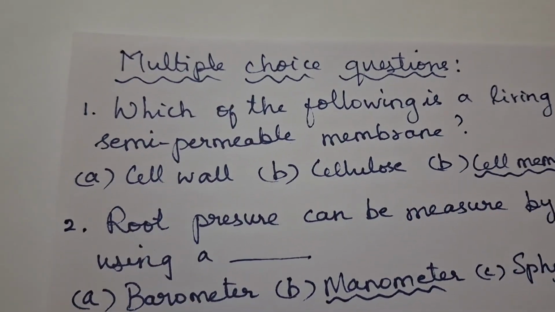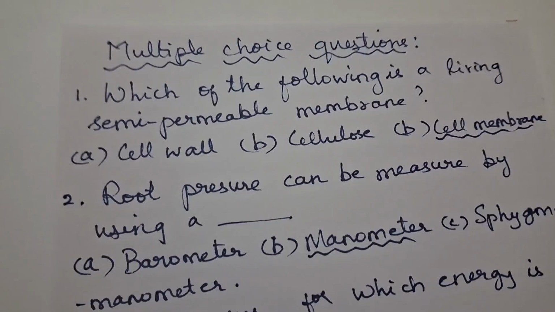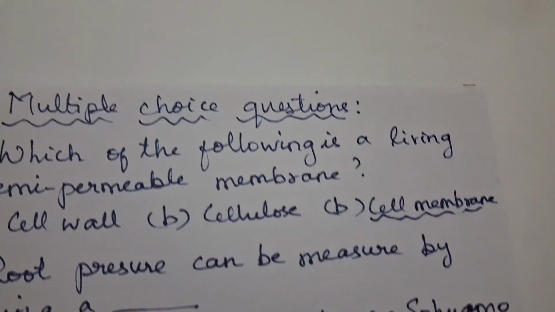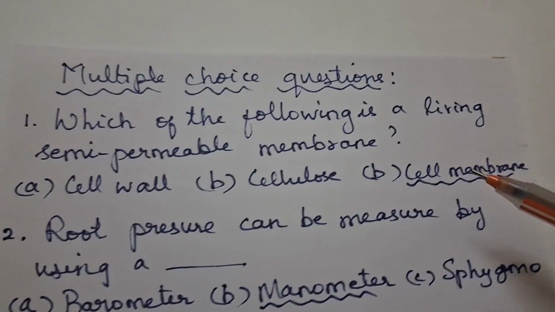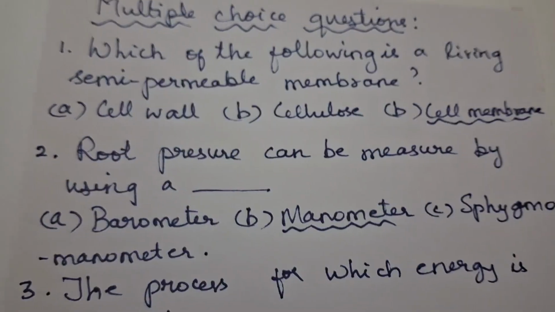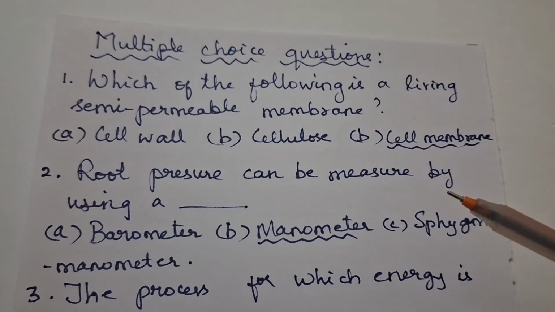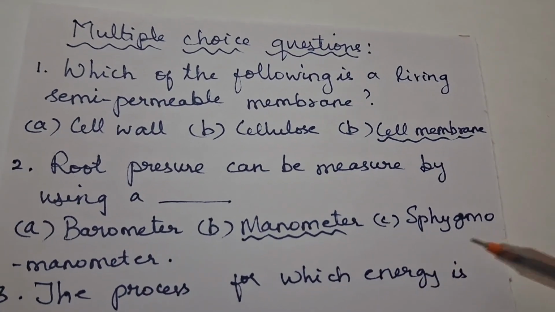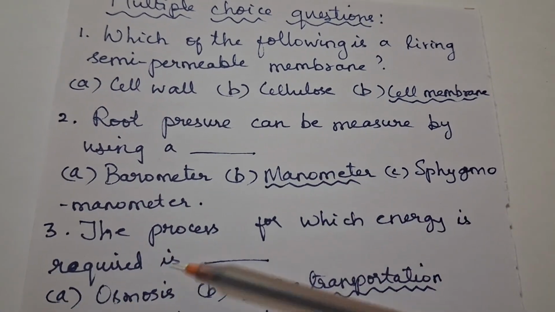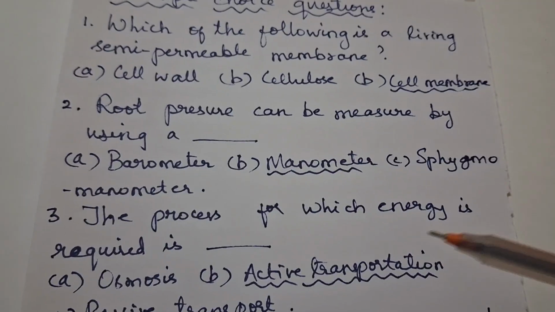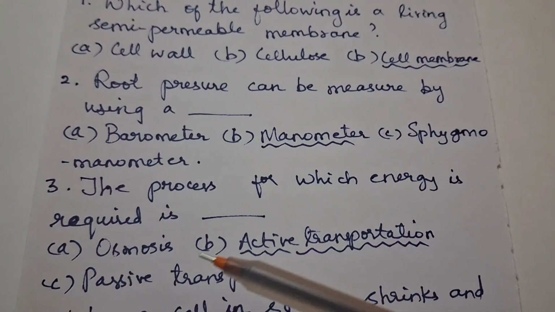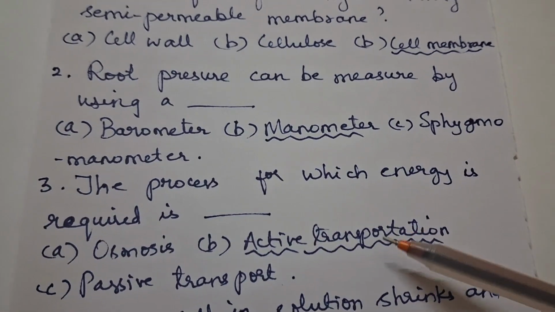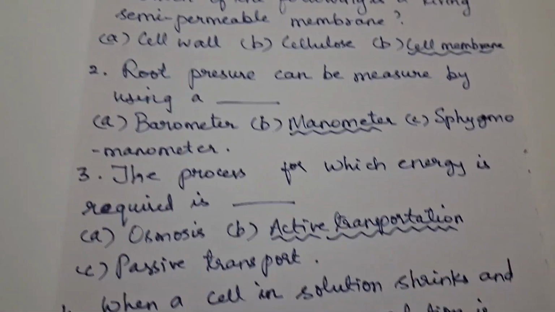Next is a multiple choice question. Which of the following is a living semi-permeable membrane? Cell wall, cellulose, or the cell membrane? So cell membrane is the answer. Root pressure can be measured by using dash: barometer, manometer, or sphygmomanometer. It is manometer. For which of the processes is energy required? Osmosis, nothing. Passive transport, nothing. Active transport only, energy is needed.